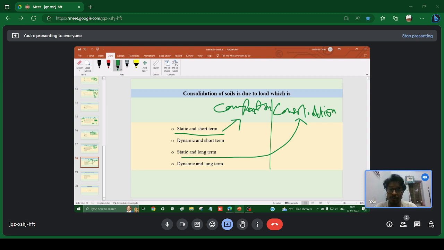I hope it's clear. So the answer of this question will be consolidation of soils is due to load, which is the option is static and long term. If the question was compaction, then the answer would have been static and short. I hope it was clear.